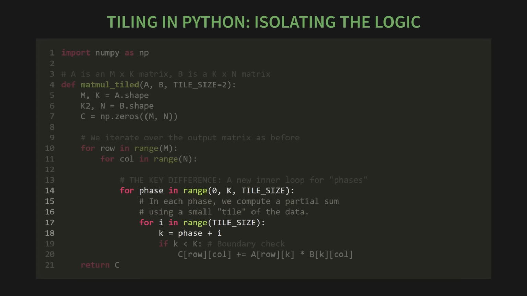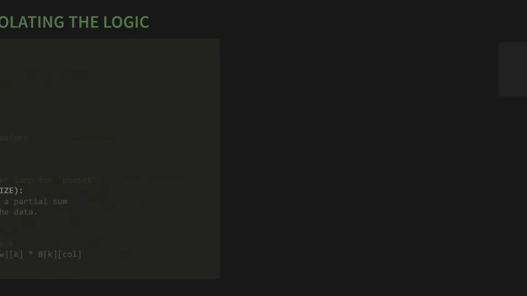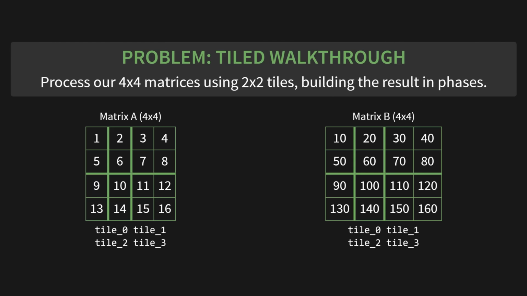For each phase, we compute a partial sum using a small tile of the data. We have another little loop inside that does the work for that small tile, and then we accumulate the result into C at row column. It's the same math, just broken into smaller, phased chunks. Let's walk through a problem to make this crystal clear.